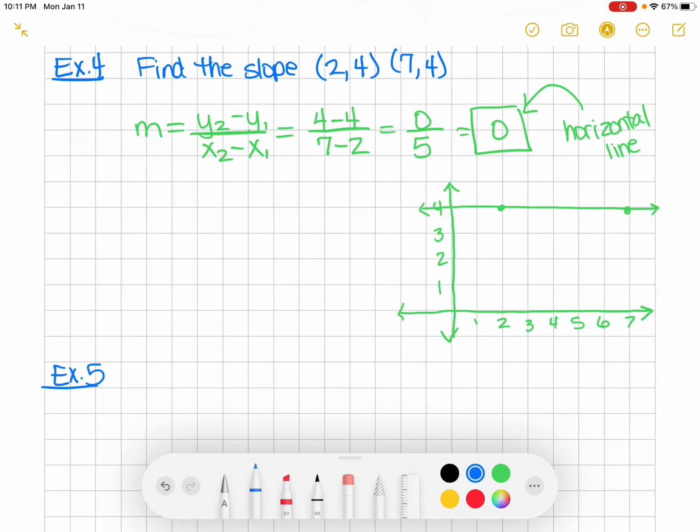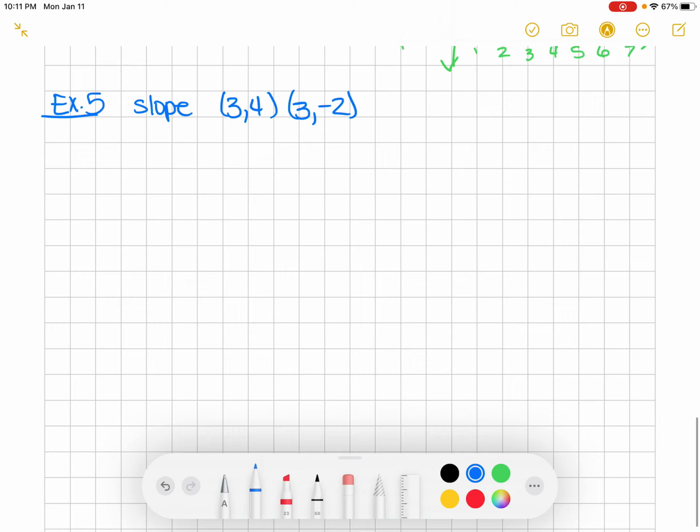So example 5, you're doing the same thing. Find the slope for (3, 4) and (3, -2). Okay, go ahead and pause the video and find the slope for those 2. Okay, now that you found your slope, let's do it together. I'm not even going to write the formula again. We've already done that 100 times. So I'm just going to do y2 minus y1 over x2 minus x1. So when I do this, I get -6 over 0.